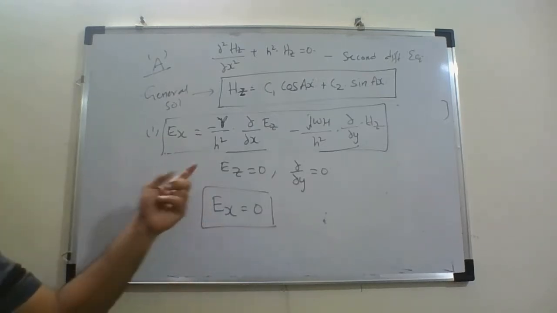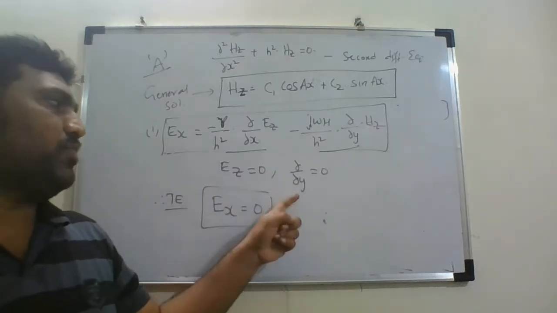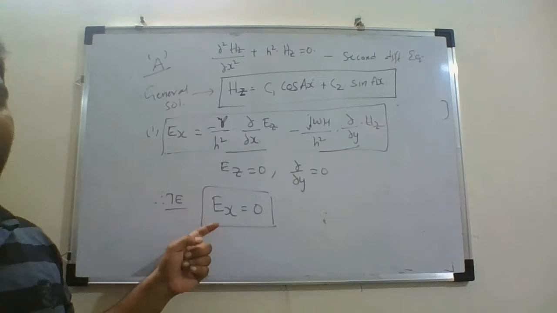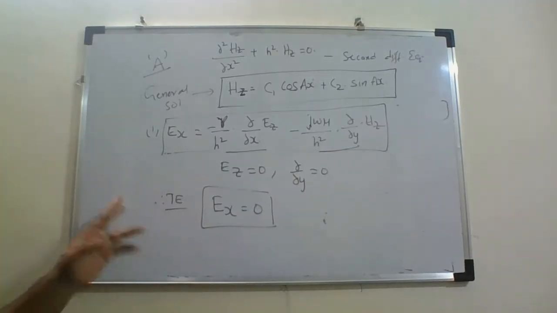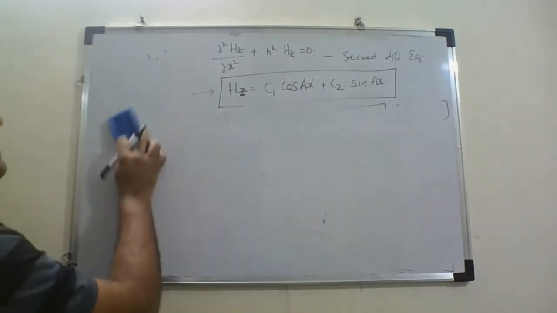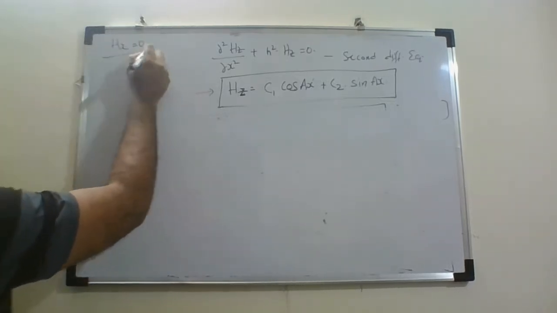For a TE wave, always Ez is equal to 0, and for a planar waveguide, ∂/∂y is equal to 0. So what I get is, for a TE wave, Ex is equal to 0. Okay, right. So this is the first expression. So we got Hx as 0.